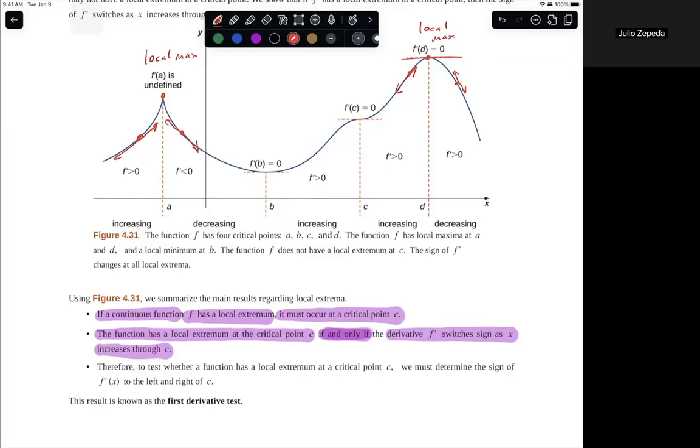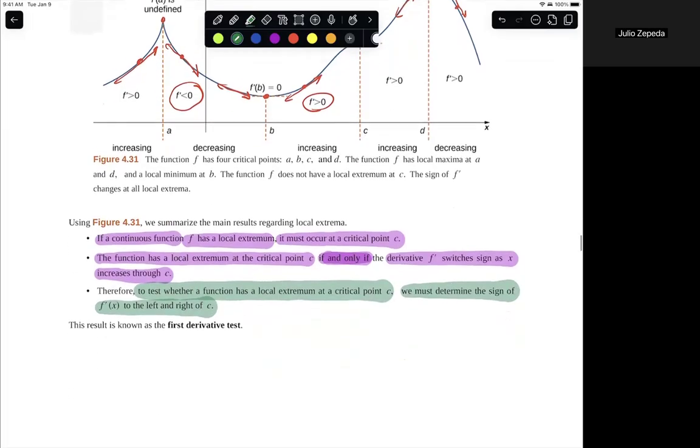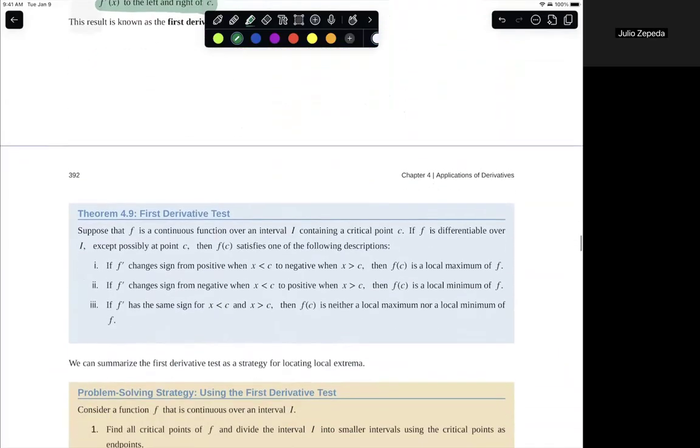And so even at a local minimum, the first derivative changes sign. The first derivative is negative before a local minimum. Oops, that's a really bad tangent line. And then the first derivative is positive after the local minimum. So, what does it say here? To test whether a function has a local extremum at a critical point c, we must determine the sign of f prime of x to the left and right of c. This result is known as the first derivative test.